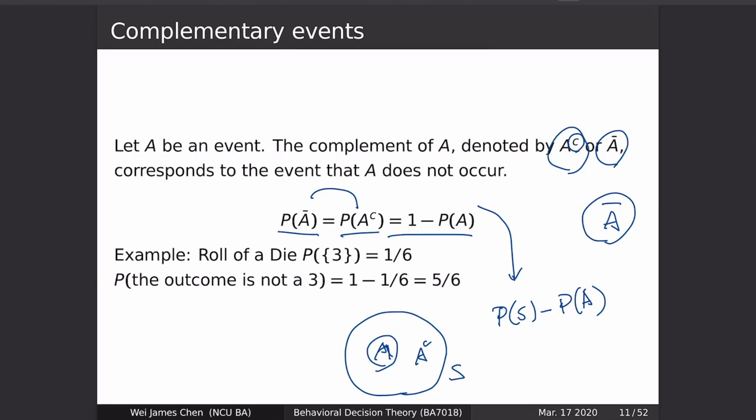An example: if you roll a die and the event you define, A, is 3, then the probability is 1/6, right? And the probability of the outcome that is not a 3 is simply 1 minus 1/6, which is 5/6.